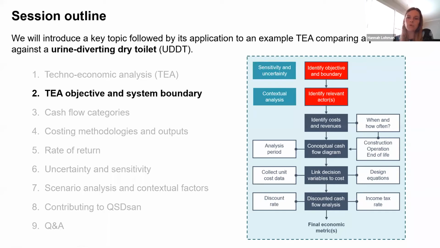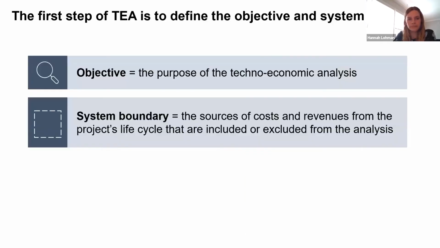Okay, so now we'll be walking through each individual step. I highlighted in red what section I'll be talking about in this one. So I'll be talking about how to define the objective of the TEA and the system boundary. And so to define what these are, the objective is the purpose of the techno-economic analysis. So this is us defining why we even want to conduct a techno-economic analysis. What are we interested in studying? What are our research questions?